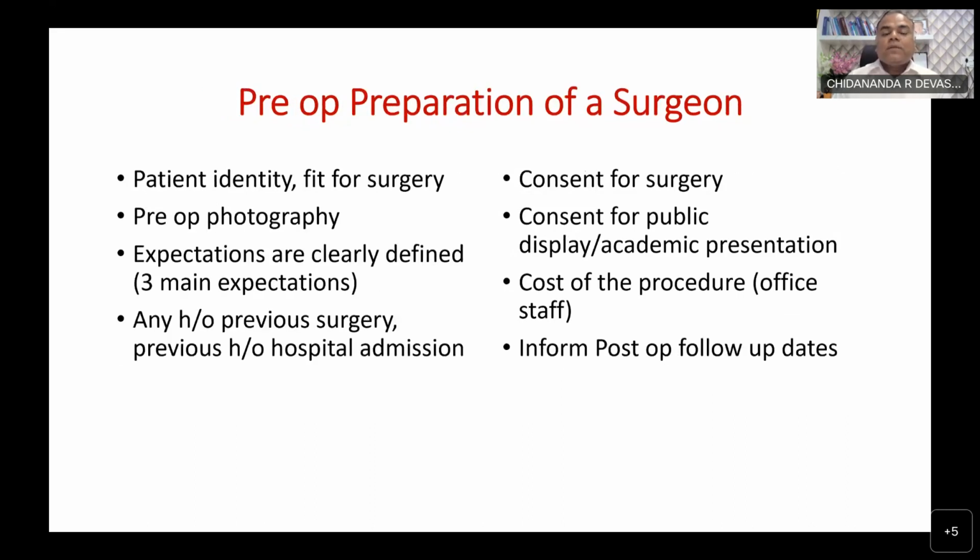As a surgeon, what precautions or preparations do you have to take? You must identify the patient and take fitness from the physician and anesthetist. If you are doing multiple cases, then identity is a medico-legal issue. So you have to identify properly, take preoperative photographs, and ask the patient for three main expectations, like deviated nose correction, nose block correction, or rhinoplasty, something like that. So at least ask for three main expectations from the patient.